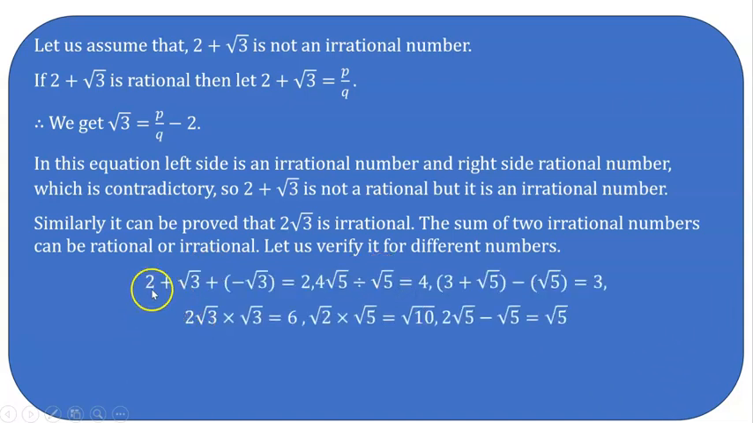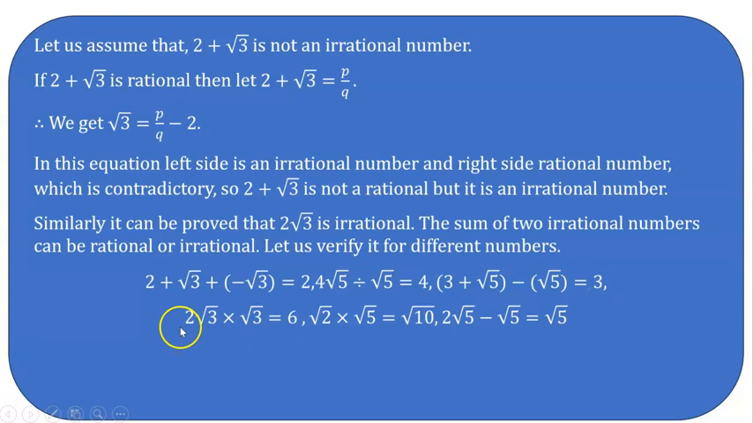Now see this: 2 plus root 3 plus minus root 3. Here plus root 3 and minus root 3 get cancelled and we get 2, which means the addition of these two irrational numbers gives a rational number. Now the division of irrational numbers: 4 root 5 divided by root 5 gives 4, and 4 is a rational number. Next, 3 plus root 5 minus root 5, here again root 5 cancels and we get a rational number.